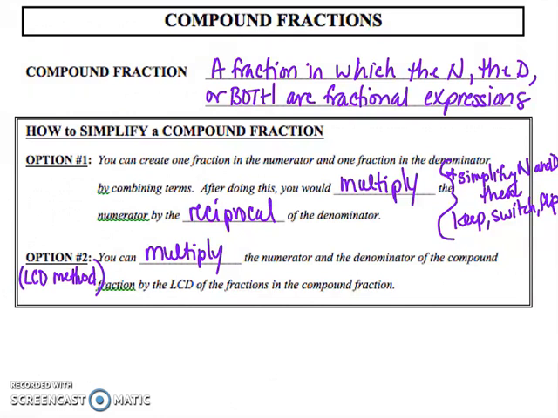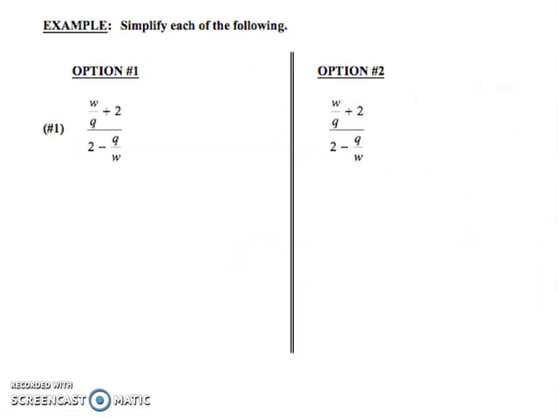I don't care when you work on these problems in your homework. It doesn't matter to me which option you use. Please pick one that you're comfortable with and work with that, because it's just better to practice the same way all the time. It's nice to know both, but I want you to be solid on at least one of these methods. Okay, so let's take a look at problem number one.